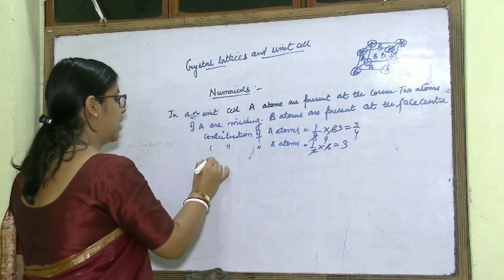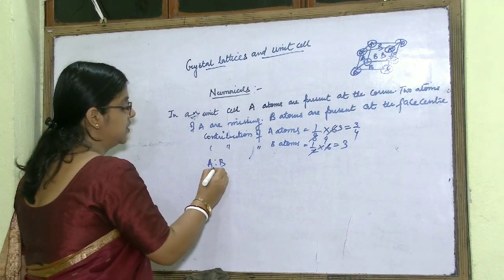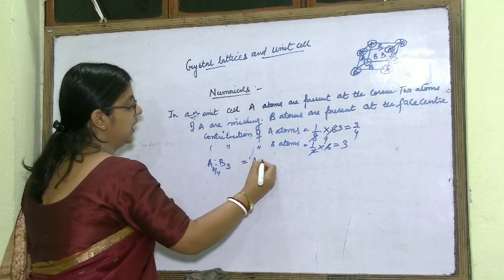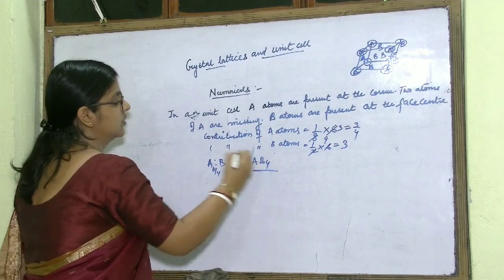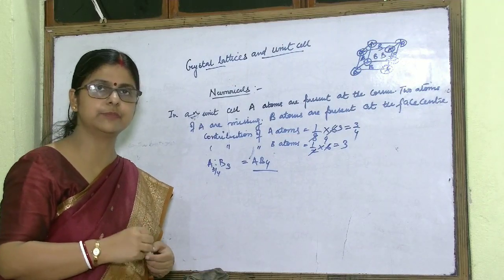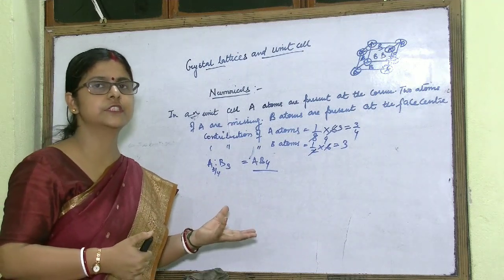So how can you derive the formula? What will be the formula? A is to B will be equal to 3 by 4 is to 3. So it will be equal to AB4. So similarly you can calculate. 2 examples I have given, using the number of particles for each unit cell.